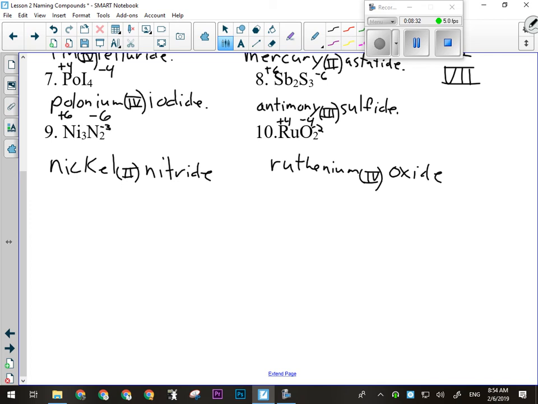All right, so the big thing with naming ionic compounds is remember to name the metal first and the nonmetal second, and always check to see if the metal has more than 1 charge before you think you're finished, just in case you have to look for a Roman numeral. You don't always need a Roman numeral because not all metals have more than 1 possible charge. Everybody with me there?